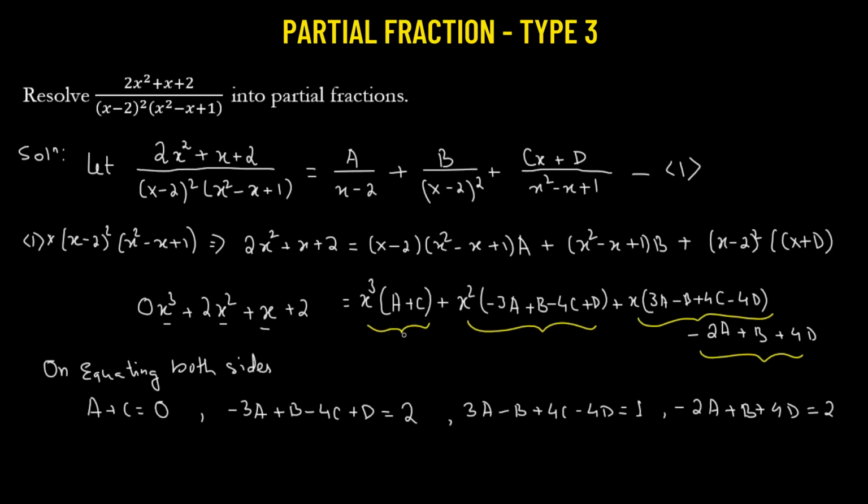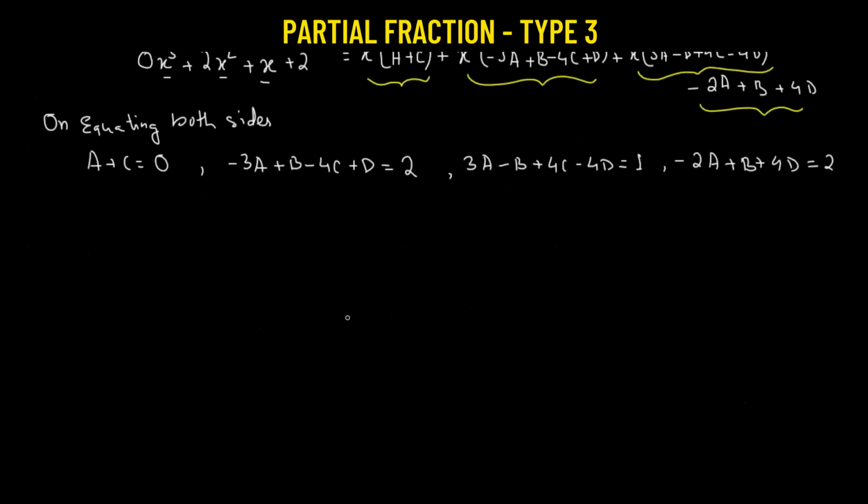So now we have four equations and four unknowns, A, B, C and D. We can solve these four equations to obtain the values of A, B, C and D. I'm leaving that as an exercise for you to try out. I'll state the values here. A comes out to be negative 1, B is equal to 4, C is 1 and D is negative 1.